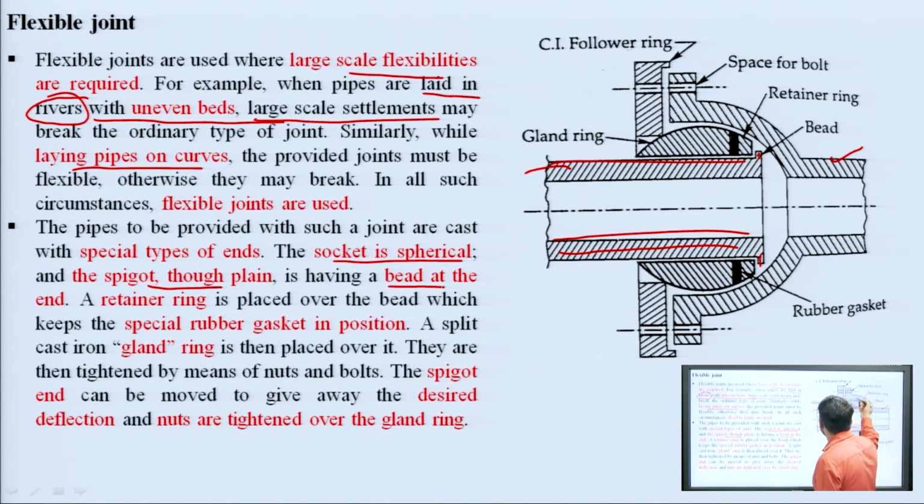Between the spigot end and socket end, what we are going to do is place a retainer ring over the bead, and after that there will be a rubber gasket. After placing the rubber gasket and retainer ring, we are going to place a gland ring, and these arrangements are tightened with the help of nuts and bolts. And after tightening it, we get a flexible joint, and the pipe will move on that surface when it is subjected to vibrations or at the time of deflection.